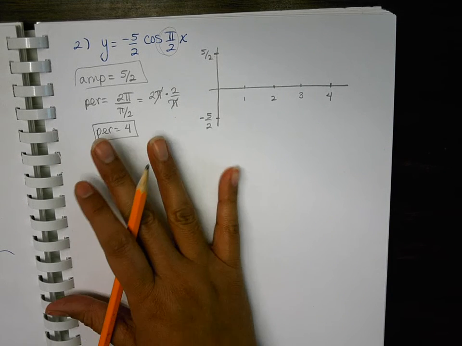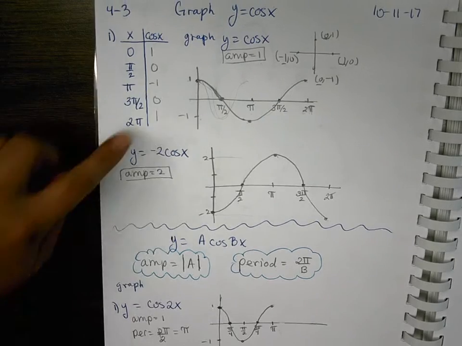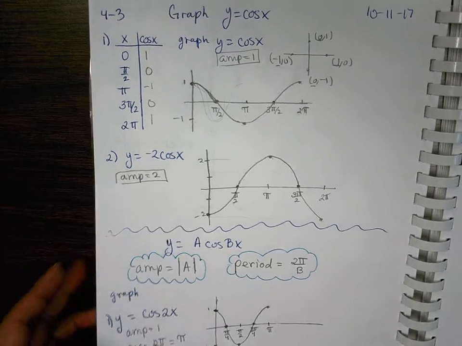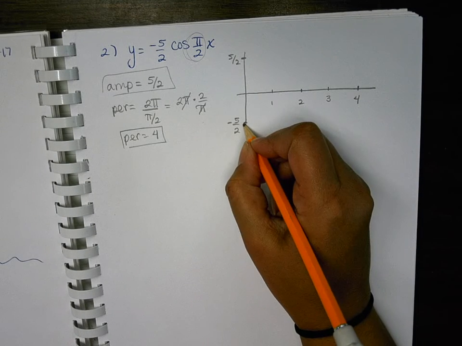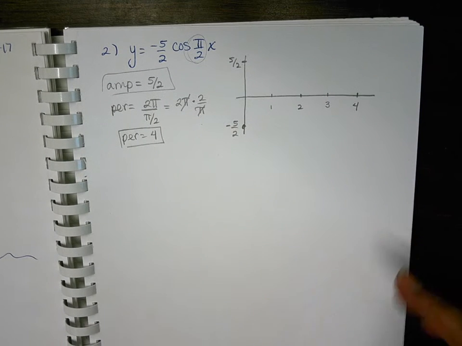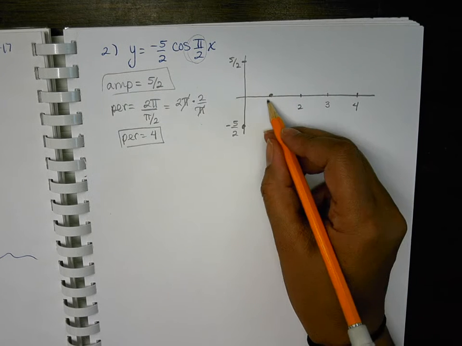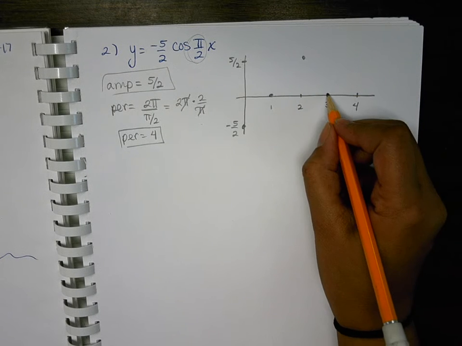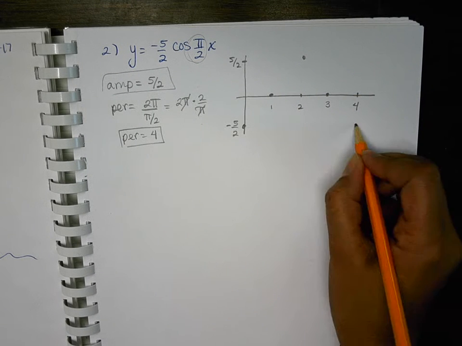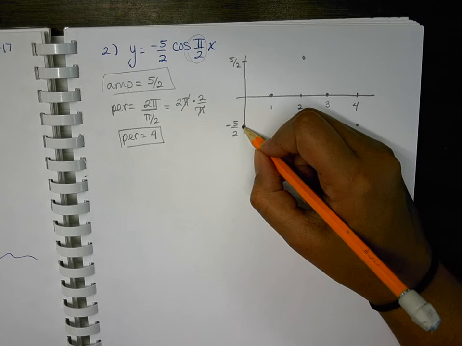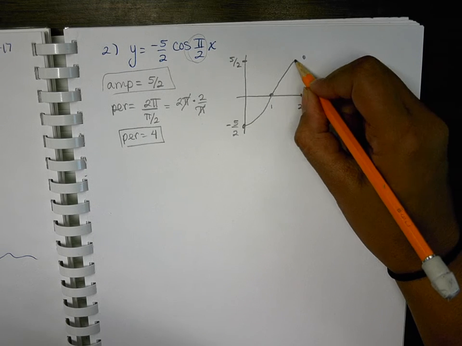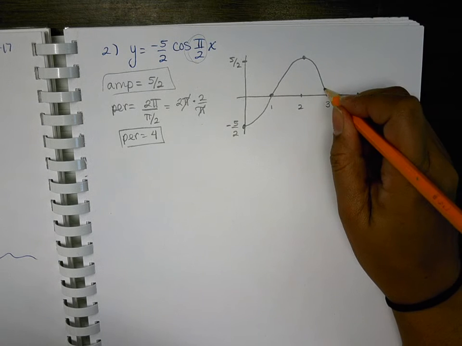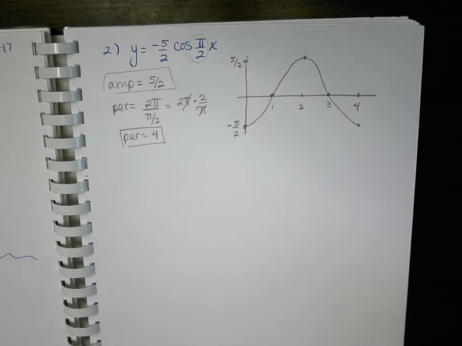Cosine, it's negative, so is it going to start at the maximum or start at the minimum? Minimum. And the minimum being negative 5/2. What's the next key point? 0. Minimum, 0, maximum. Next key point? 0, and the last key point? Minimum. Good job. So you have half your valley, your hill, and then half your valley. Got it? Questions?